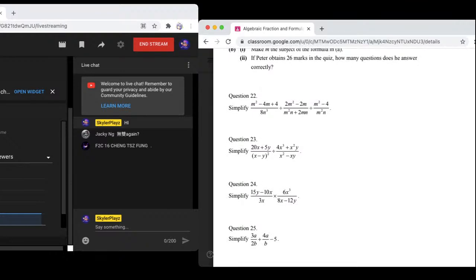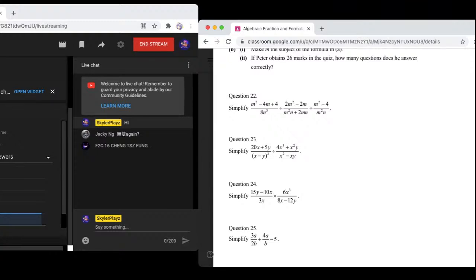(m squared minus 4m plus 4) divided by n^3, divided by (2m squared minus 2m) over (m squared n plus 2mn), divided by (m squared minus 4) divided by m^2 n. Okay, just do factorization. First, perfect square identity, (m minus 2) squared. No moves for the bottom. Change into multiplication. Top to the bottom and then 2m times (m minus 2) at the bottom.